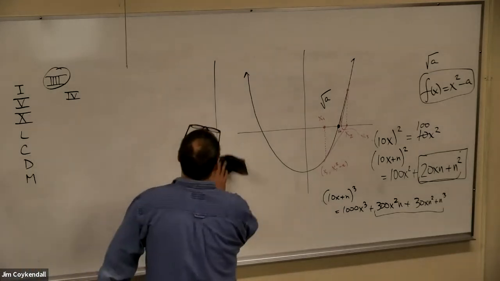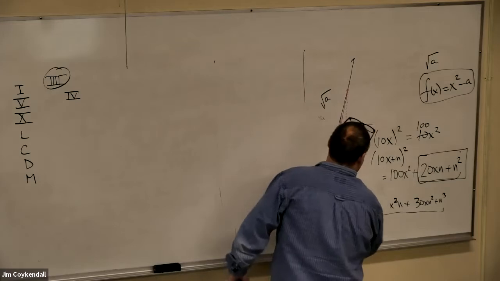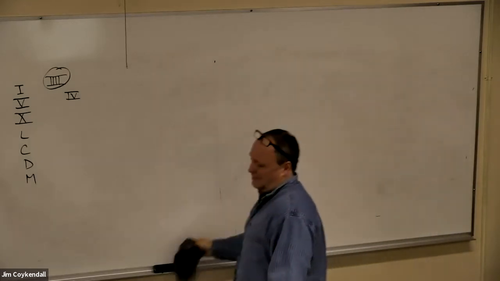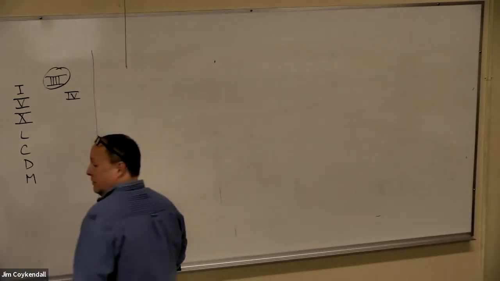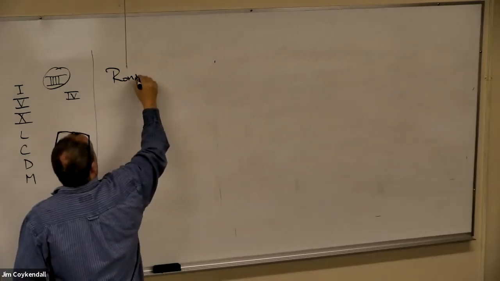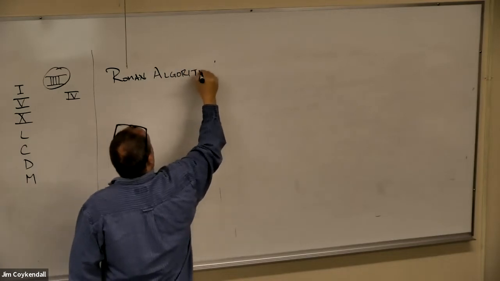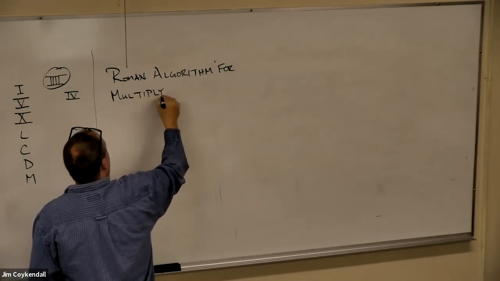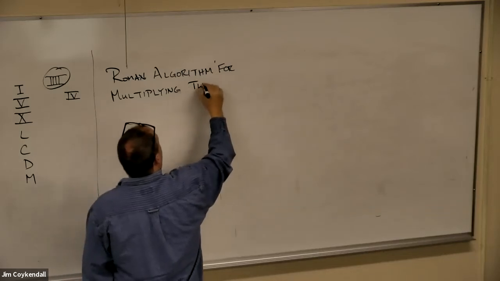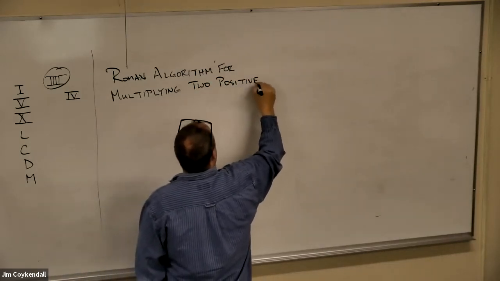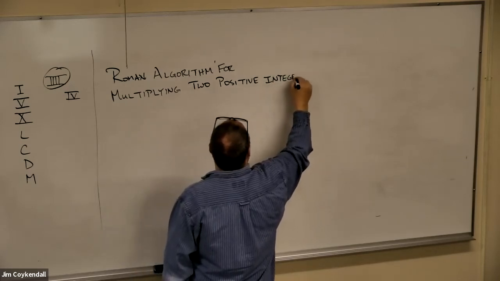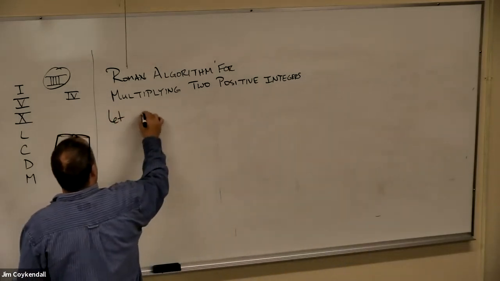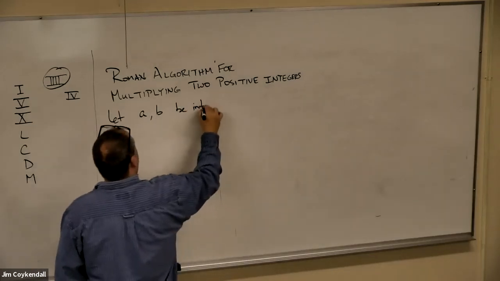Well, here is a Roman algorithm for multiplying 2 positive integers. I will not write this in Roman numerals, but the Romans actually didn't really represent 0. So what they would do is you start with 2 integers, A and B, the integers to be multiplied.